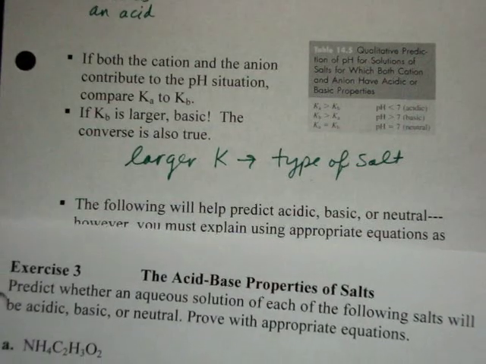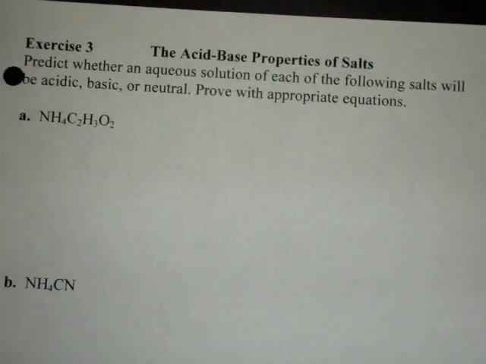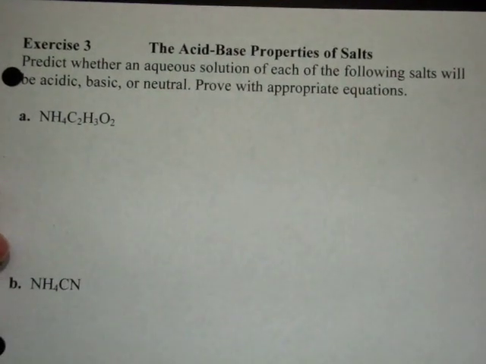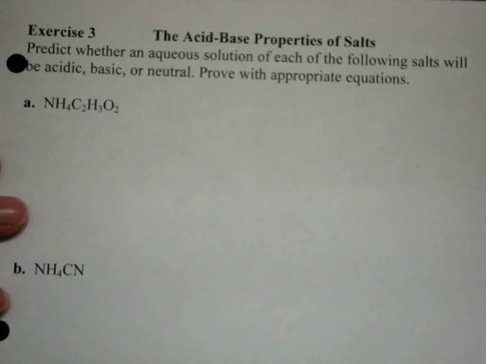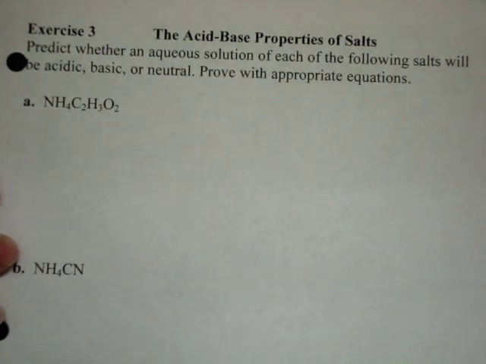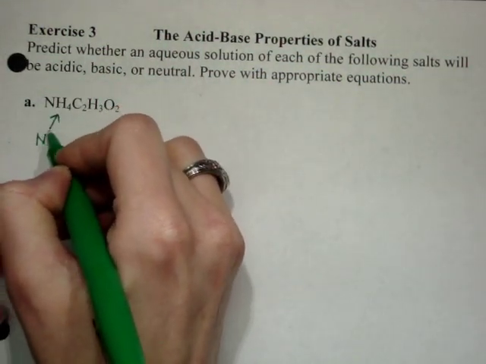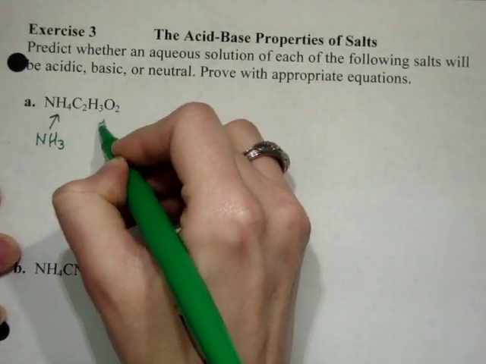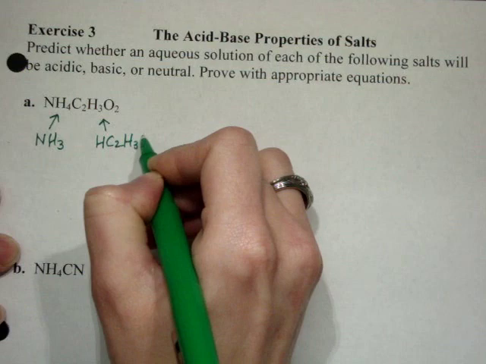All right, so let's take a look at the first set of exercises here, exercise 3. We need to predict whether an aqueous solution of each of the following salts will be acidic, basic, or neutral, and prove it with appropriate equations. The first one that we're looking at is ammonium acetate. So this comes from NH3, and this comes from acetic acid.